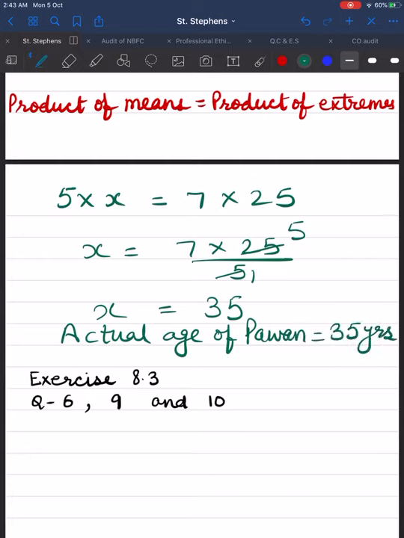Children, I hope you have understood how to solve word problems on proportion. Now for worksheet questions, do exercise 8.3 question 6.